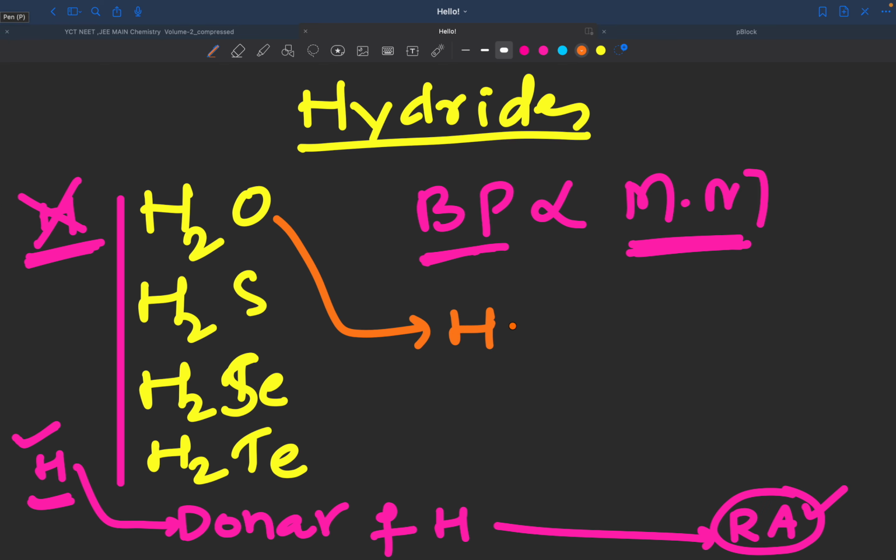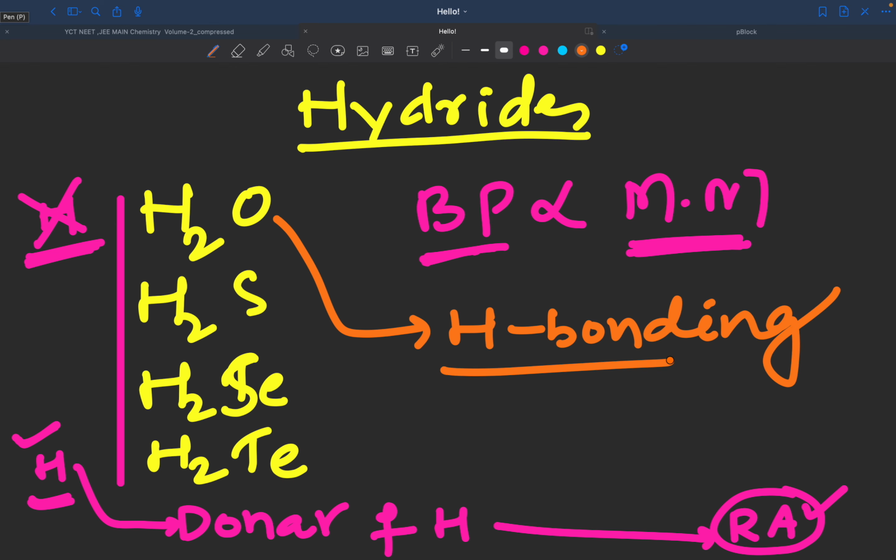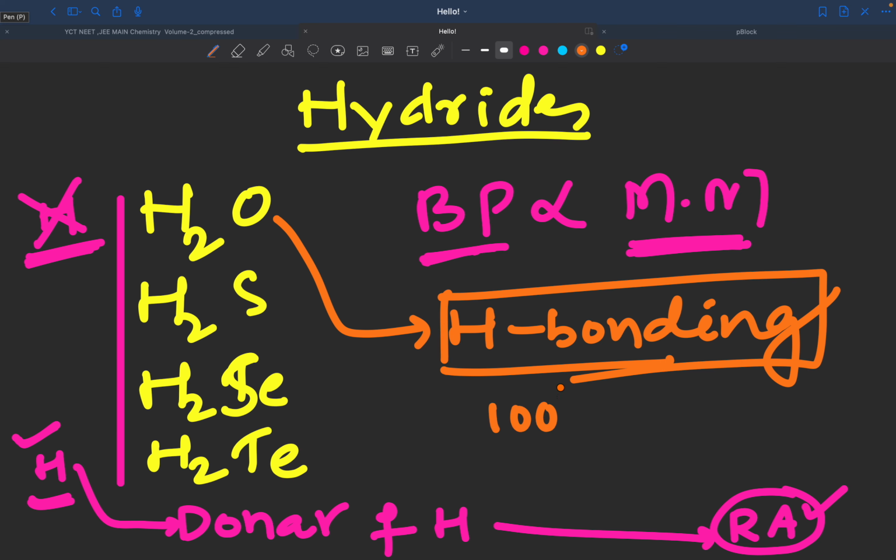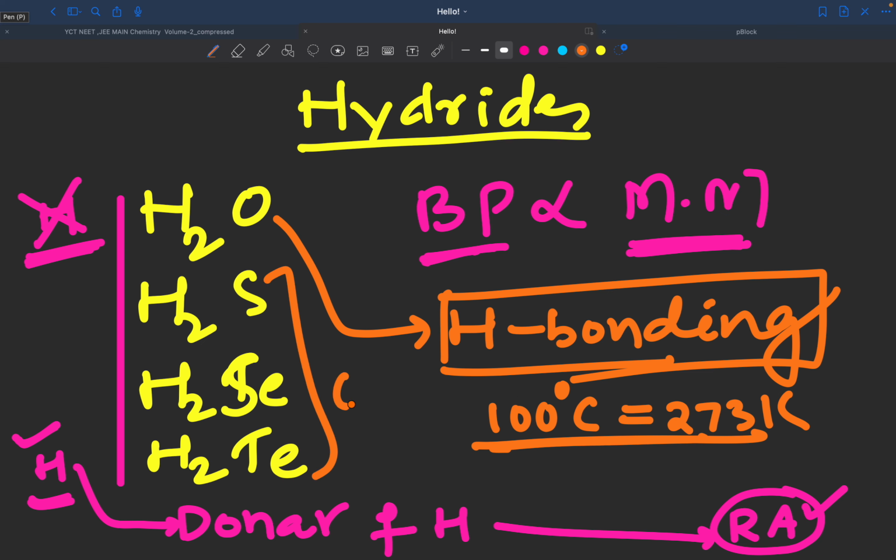Hydrogen bonding is present. Due to the presence of hydrogen bonding in water, water has the highest boiling point of all. So we know that water boils at 100 degrees Celsius or 373 Kelvin. This is very, very high. Otherwise, the remaining are gases at room temperature. H2O, we know, is a liquid.